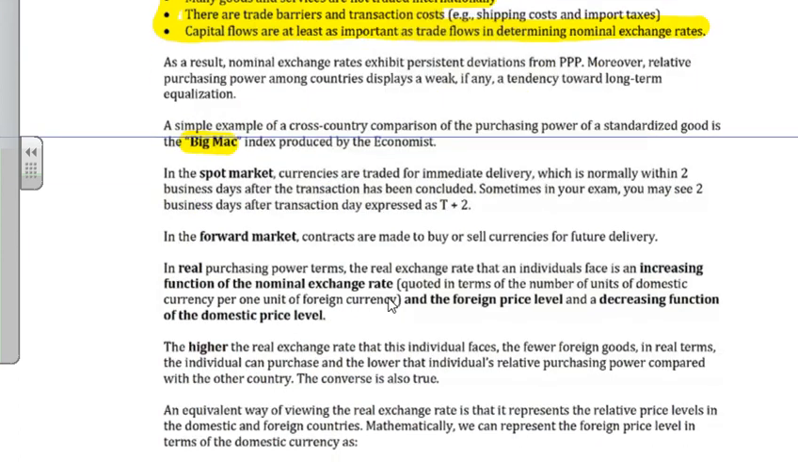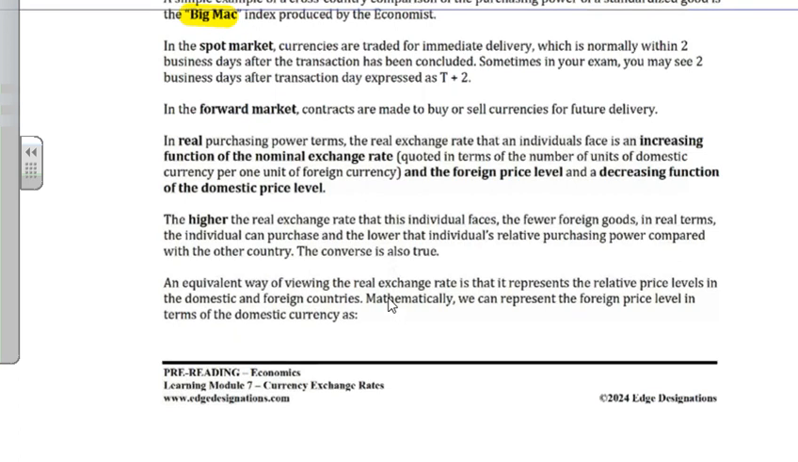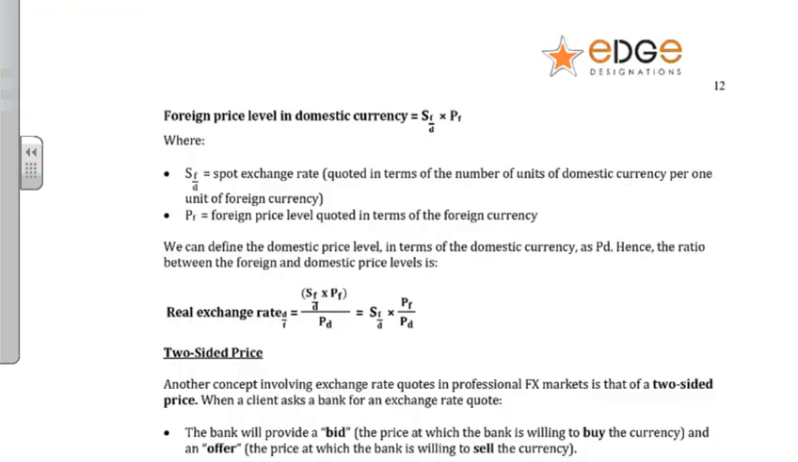Okay, I think we've seen most of everything over there. I'm not going to spend too much more time. Okay, let's move on to the top of page 12.